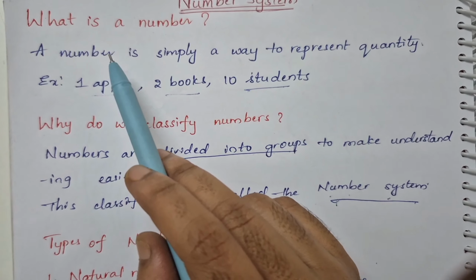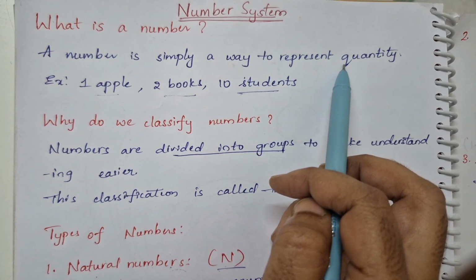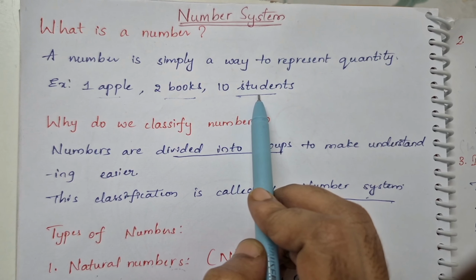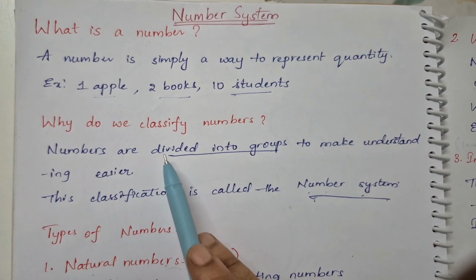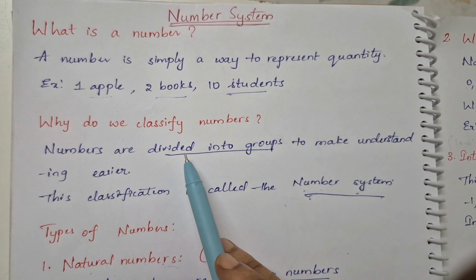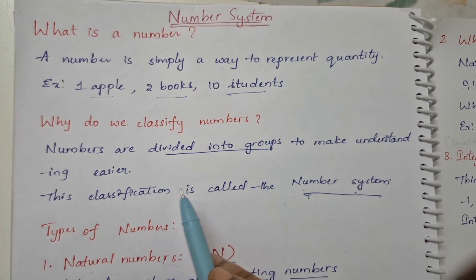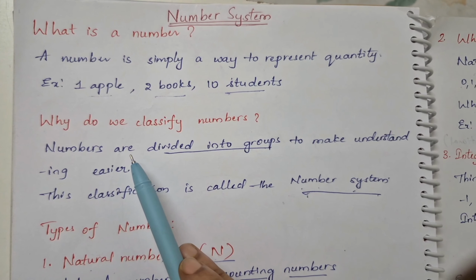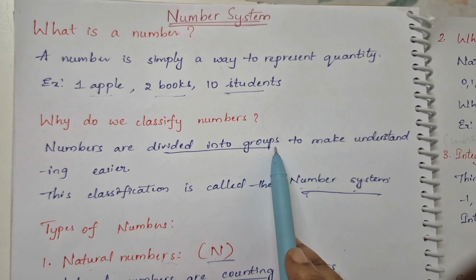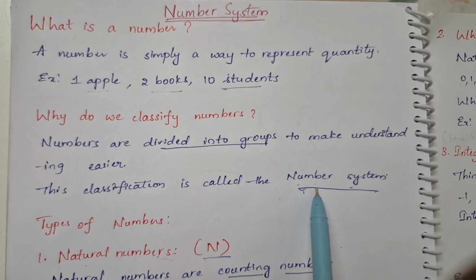What is a number? A number is simply a way to represent quantity. For example, 1 apple, 2 books, 10 students. Likewise, numbers help us to count and measure. But as mathematics developed, we realize not all the numbers are same, yes or no? So we started classifying them into different groups. Okay, and this classification is called the number system.